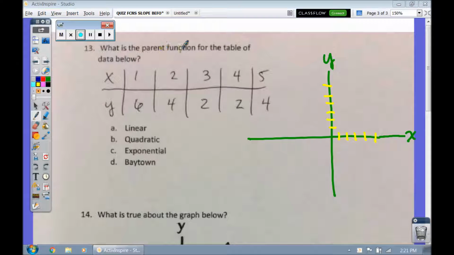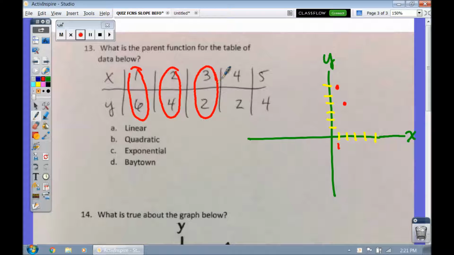What is the parent function for the table of data below? So if you look over here, I've drawn an x, y coordinate grid. We're going to plot these points and just do a visual inspection of what it's doing. So let's start here. 1, 6. So I'm going to go over 1 on the x and up 6 and put a dot. This time we're going to go over 2 and up 4, and put a dot. This time we go 3 on the x and up 2, put a dot. We're going to go over 4 and up 2, put a dot.